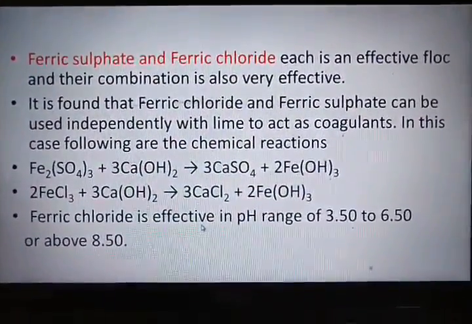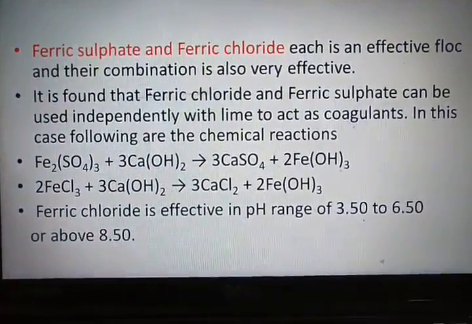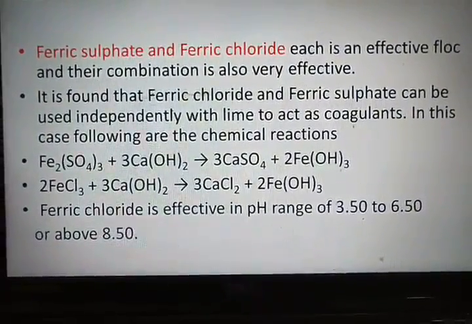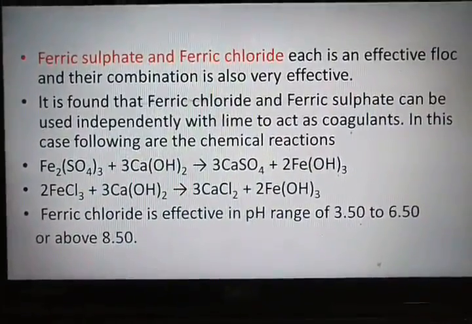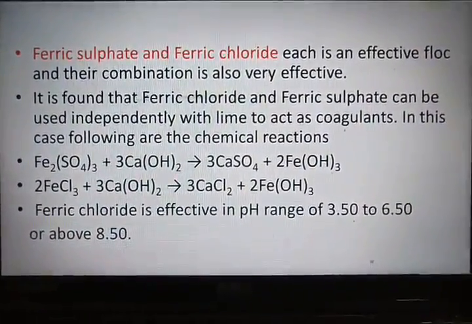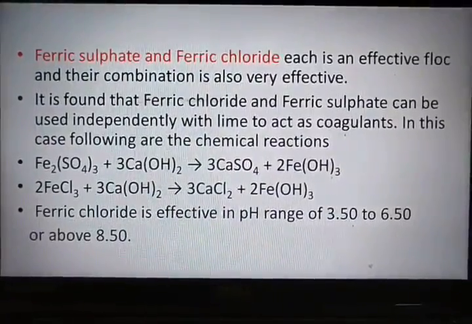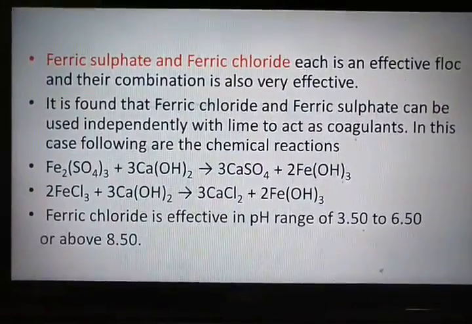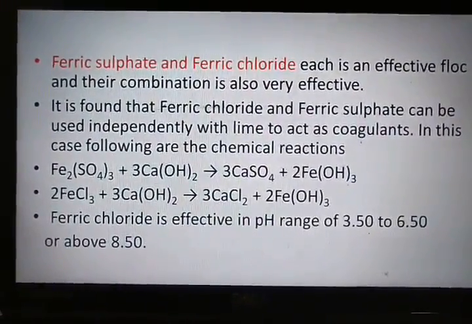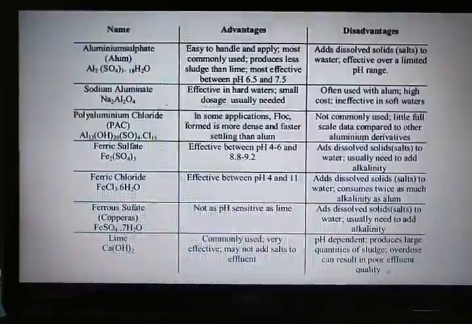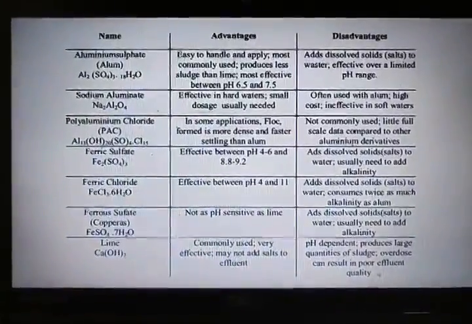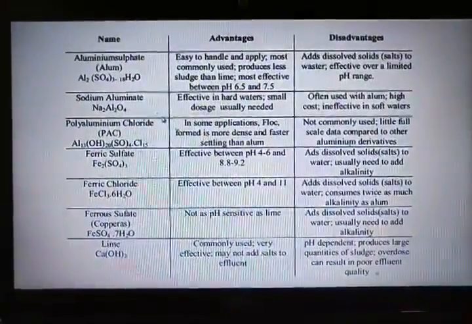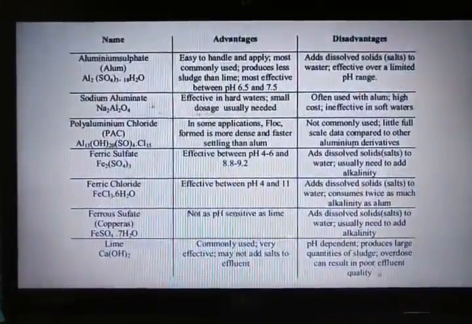Ferric chloride is effective in the pH range of 3.5 to 6.5 or above 8.5. Please note that for every coagulant there is an effective pH range. Unless you maintain the pH range of that water, the respective coagulants may not work effectively. And these are some of the coagulants and their advantages and disadvantages.